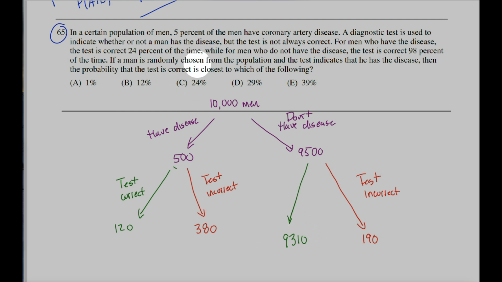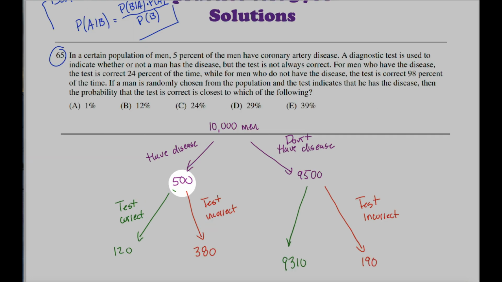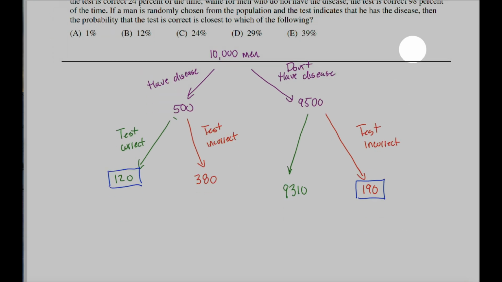If a man is randomly chosen from the population and the test indicates that he has the disease, so that's someone who had the disease and the test was correct, or does not have the disease and the test was incorrect, it's one of the men that end up over here or over here. We want to figure out what is the probability that the test was correct. Well, for these 310 men, 120 of them, the test was correct.